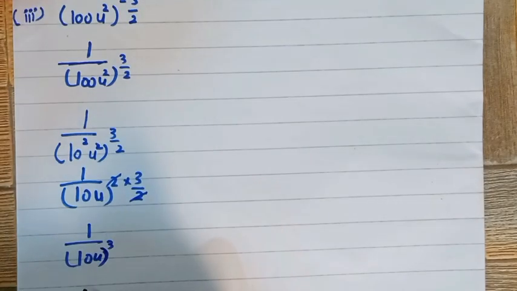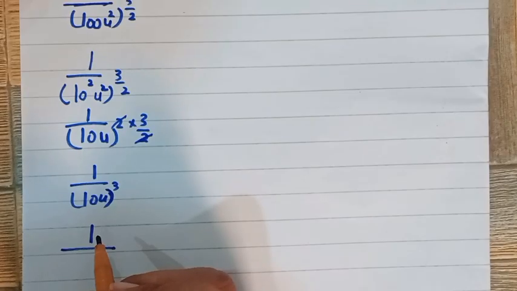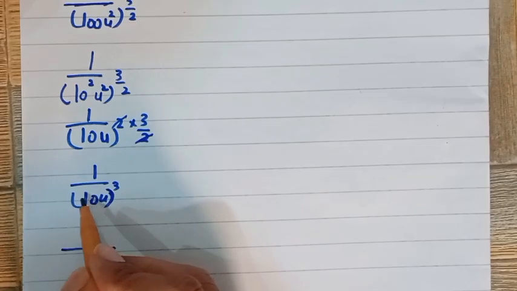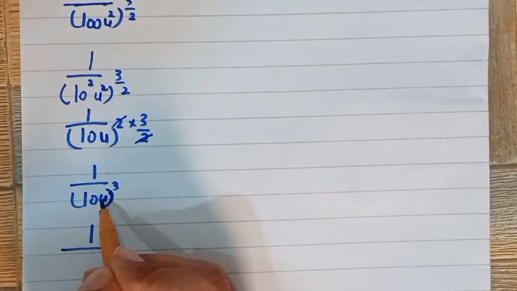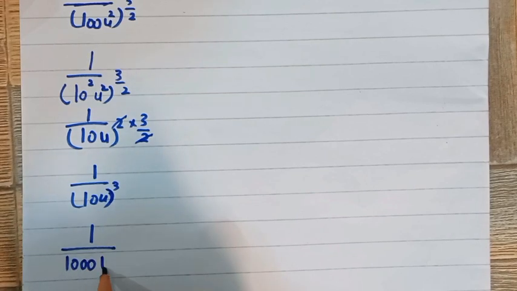So you will make it 1 over, and simplify this again. This power is on both, meaning it is on 10 cube and u cube. So 10 cube will be 1000 and u cube will be u cube. So this is my answer.